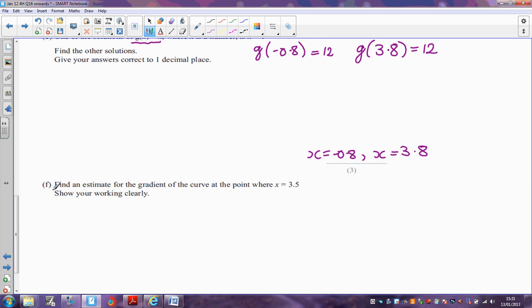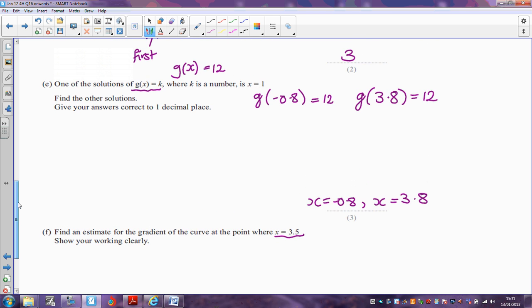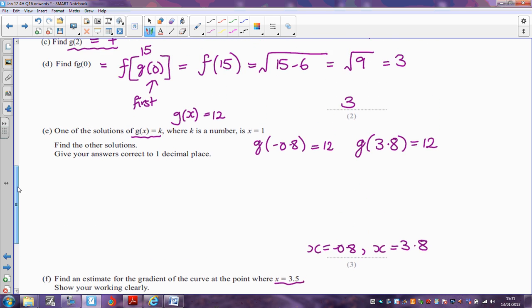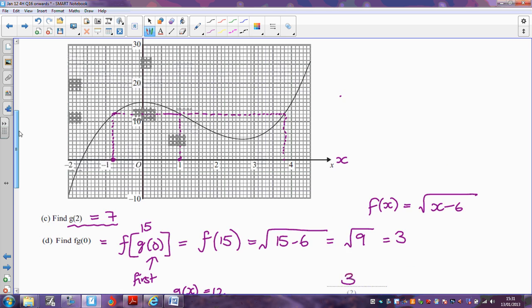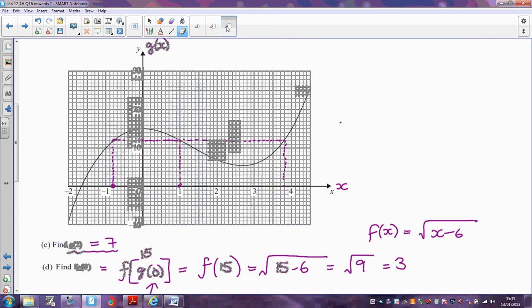Okay, let's look at the last part. This question says find an estimate for the gradient of the curve at the point where x equals 3.5. The reason it's an estimate is because I'm going to work out the gradient of the curve using a tangent. In other words, I'm going to draw a straight line which goes in approximately the same direction as the curve at the point where x is equal to 3.5.